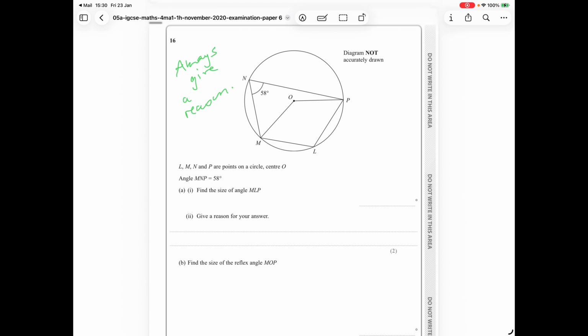L, P, M, N, and P are points on a circle. So that's a cyclic quadrilateral. Angle MNP is 58. So find the size of MLP. So that's what we're looking for.